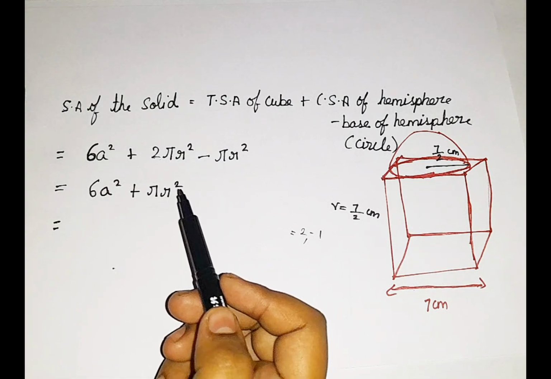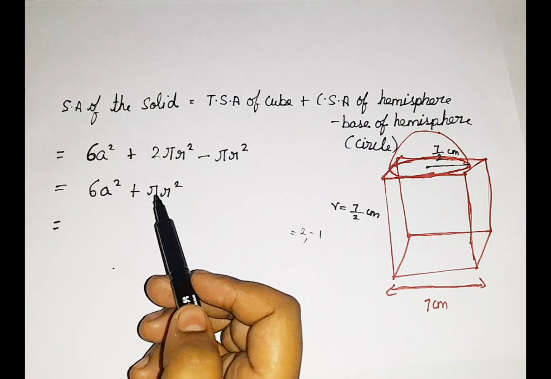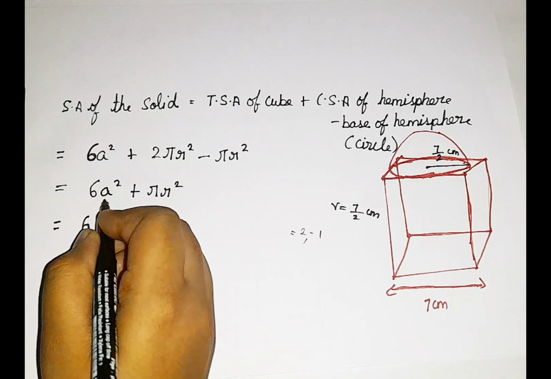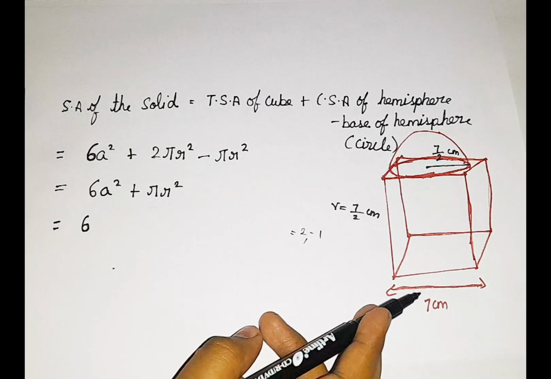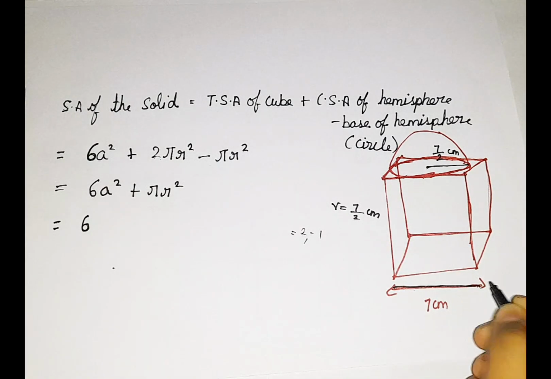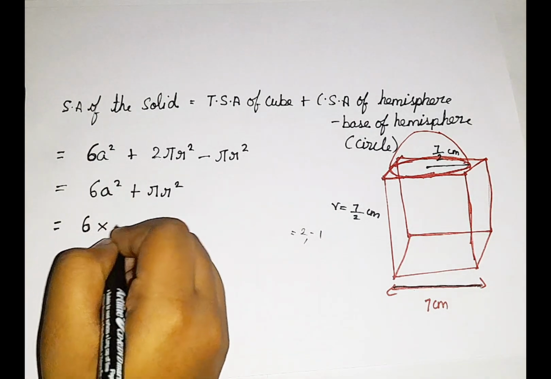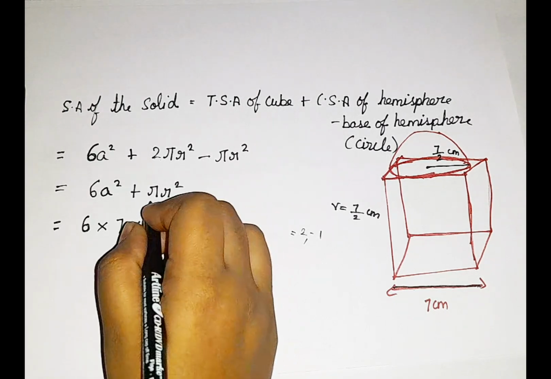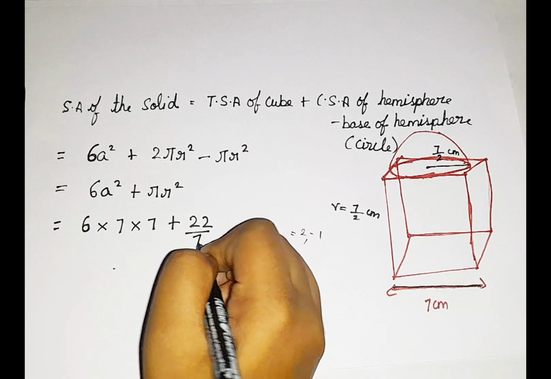Now we can substitute the values. So let us put this 6 as it is, and a square means, what is a? A is the side. So here what is the side? The side is 7 centimeter. Since here it is a square, we are supposed to write 7 into 7. And then plus pi. Pi value is 22 by 7. So let us write 22 by 7.